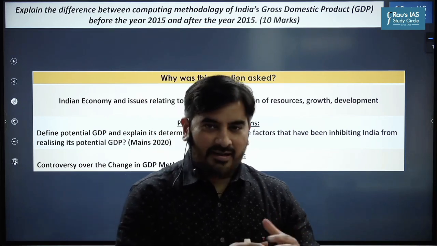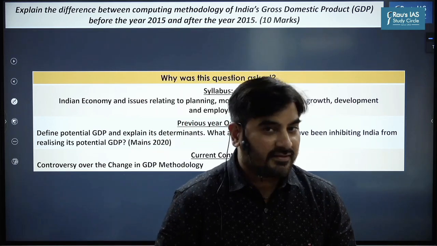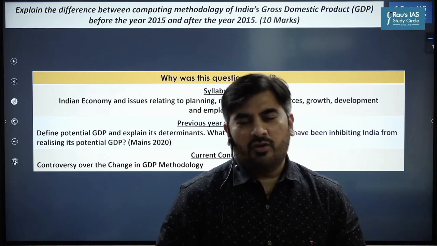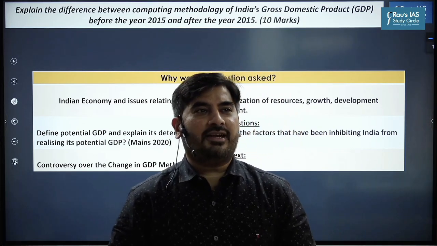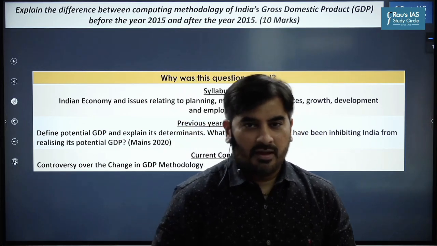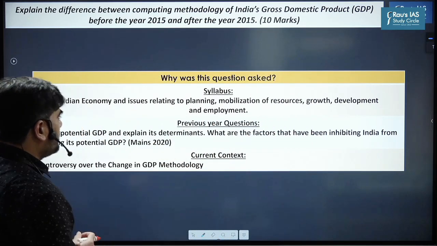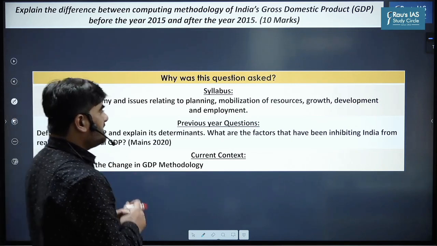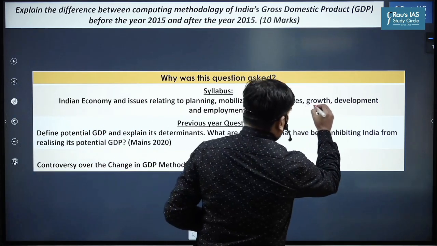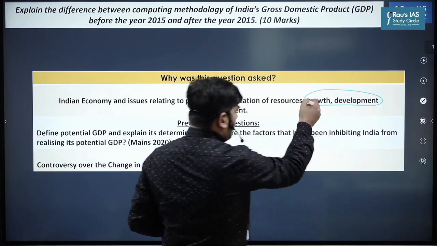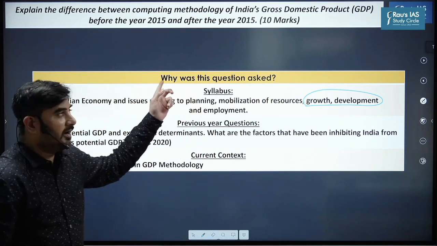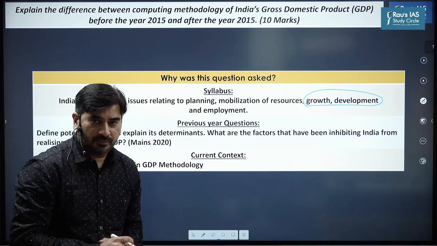So let's first understand why this question was asked. First and foremost, this question is directly related to your syllabus. In your syllabus, you have a topic of Indian economy and issues related to planning, mobilization of resources, growth and development. So from this particular topic, UPSC had asked this question.